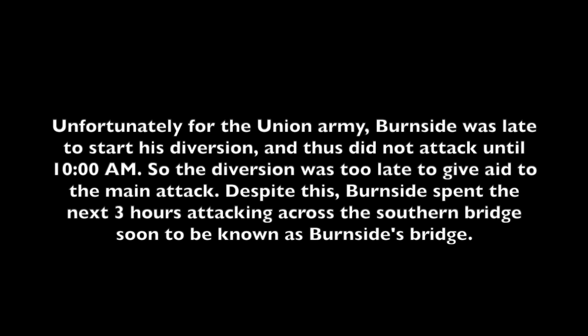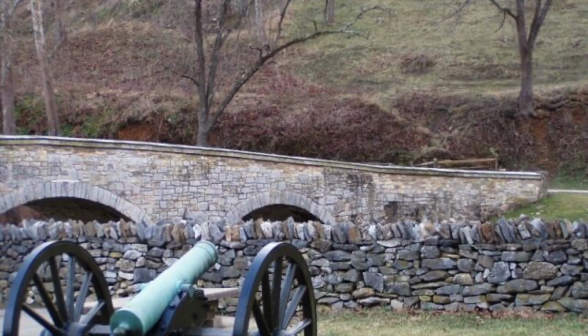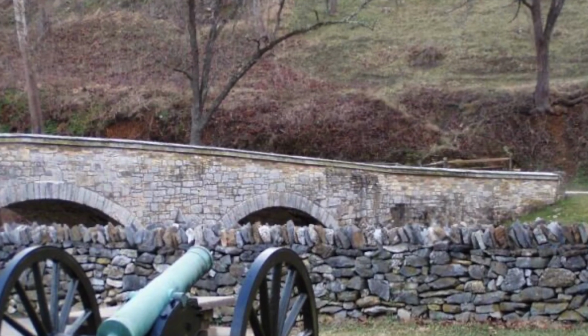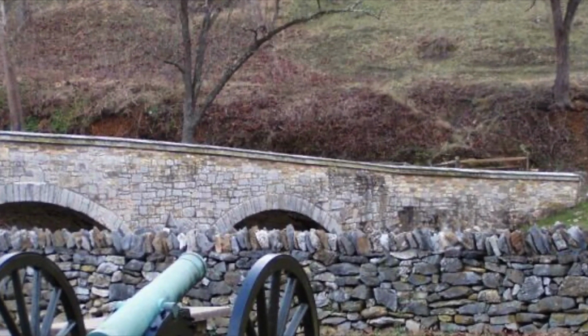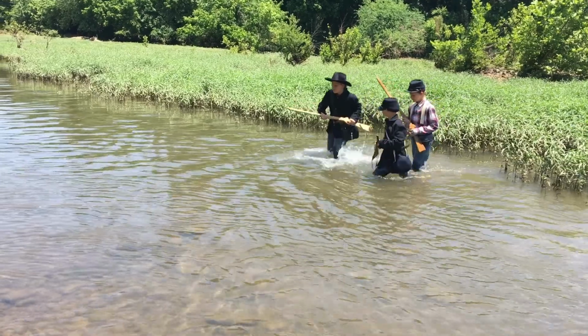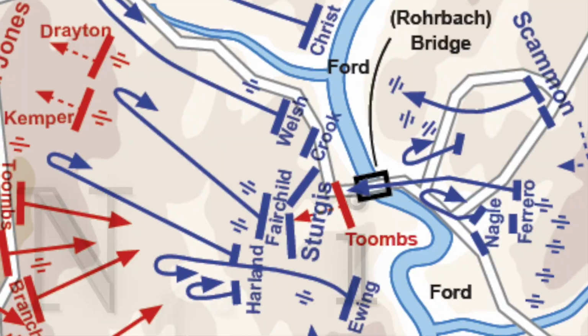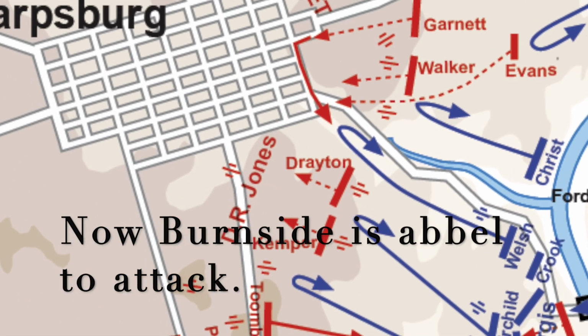Unfortunately for the Union Army, Burnside was late to start his diversion, and thus did not attack until 10 a.m., so the diversion was too late to give aid to the main attack. Despite this, Burnside spent the next 3 hours attacking across the southern bridge, soon to be known as Burnside's Bridge. The only Confederates in front of Burnside is a brigade of 3,000 men under General Toombs. Toombs held his men in position until a Union brigade manages to cross the bridge, and more Union troops cross at a ford to the south. Now Burnside is able to attack towards Sharpsburg.